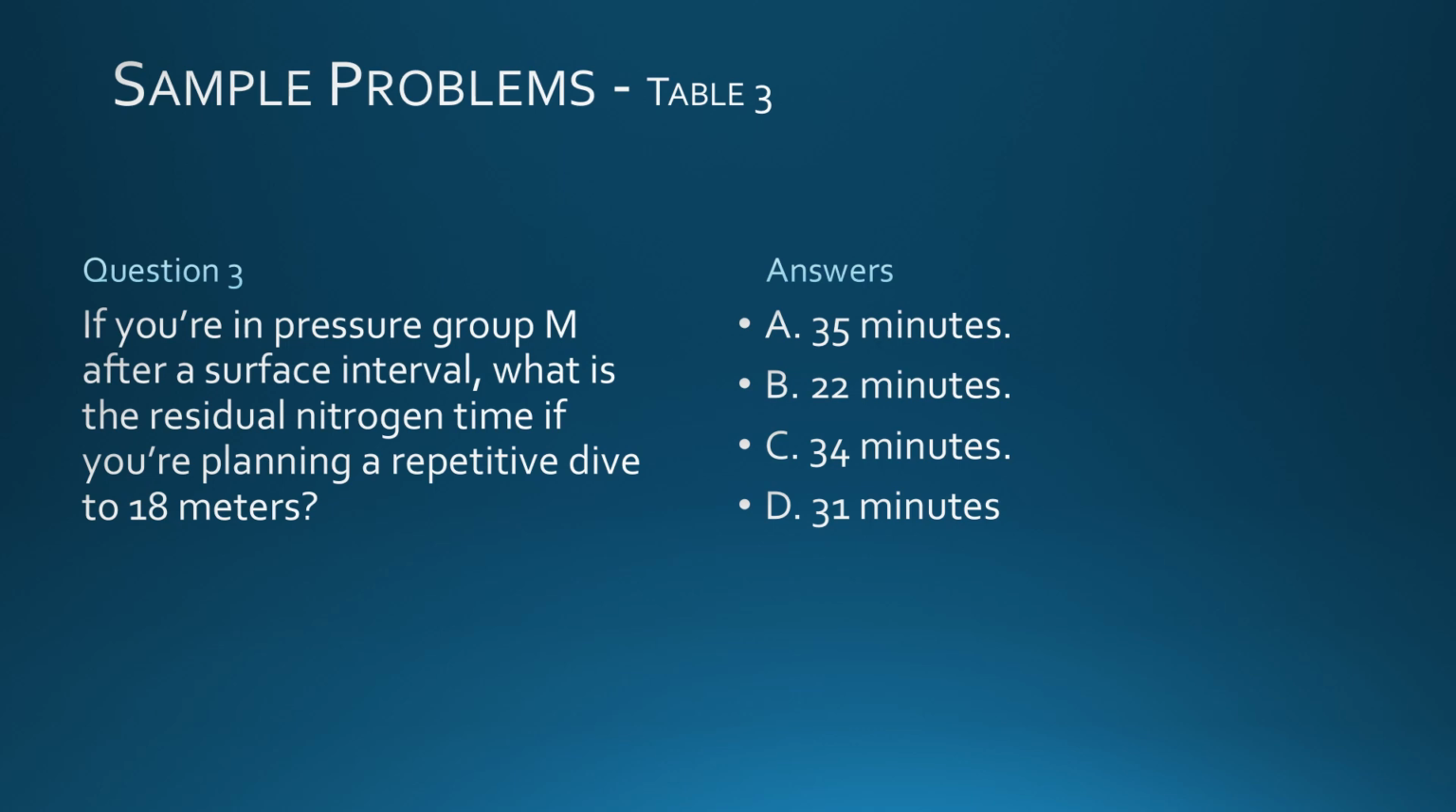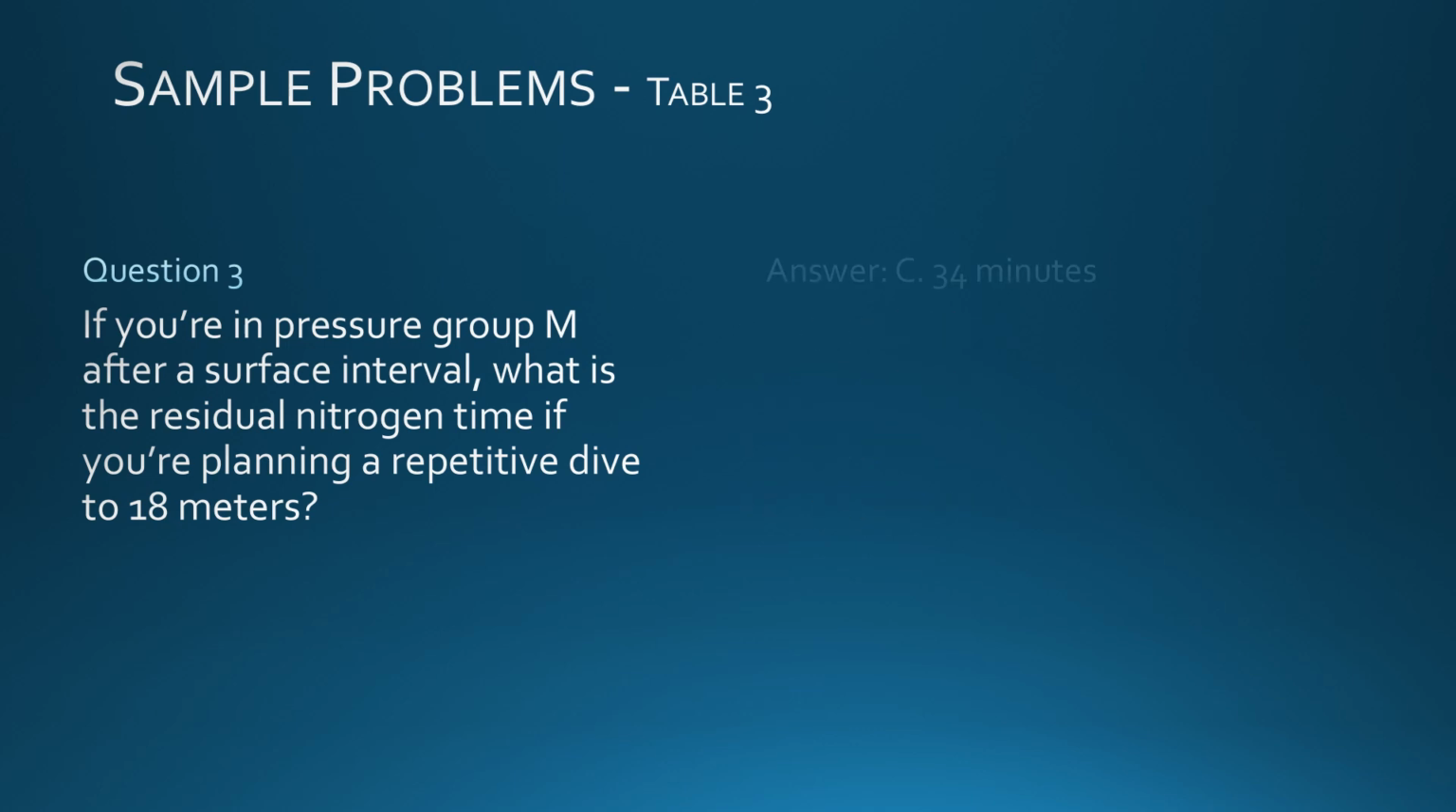Question 3. If you're in pressure group M after a surface interval, what is the residual nitrogen time if you're planning a repetitive dive to 18 meters? The answer is C, 34 minutes.